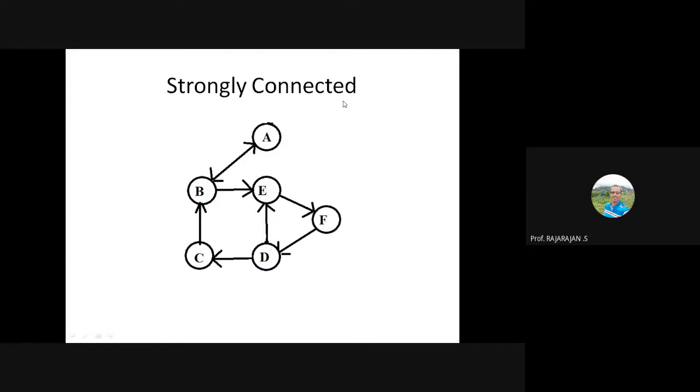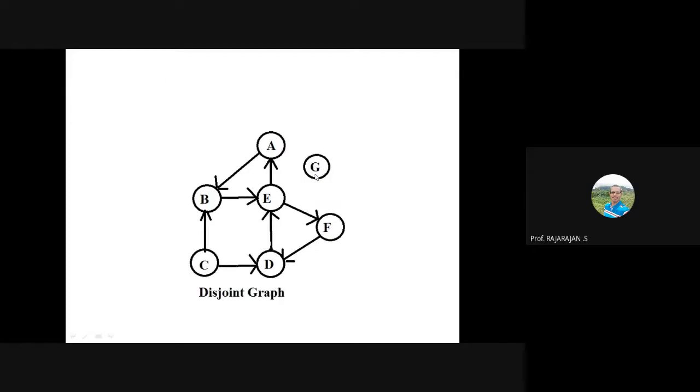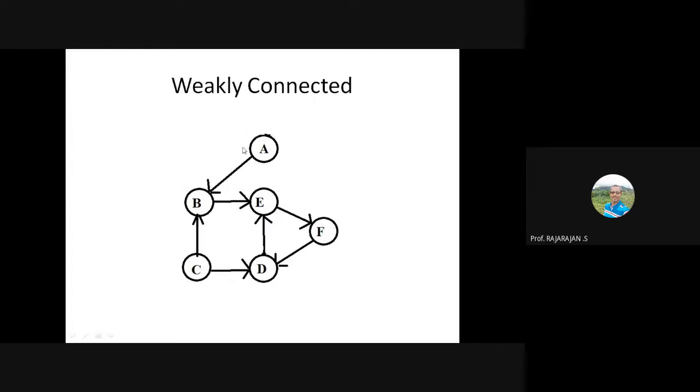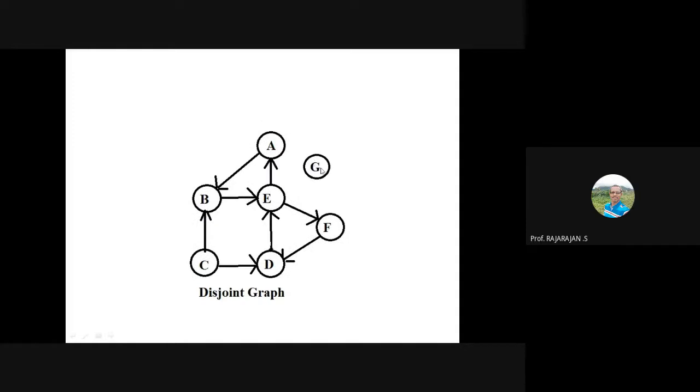There is another type of graph called a disjoint graph. A disjoint graph has at least one vertex which cannot be reached at all. Here, this particular graph is weakly connected but not disjoint because there is an edge to every vertex. But here there is no edge between G and any other vertex in the graph. So this is totally disconnected, and such a graph is called a disjoint graph.